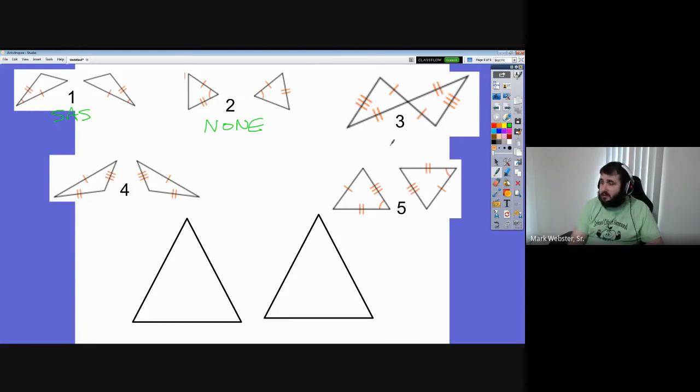Number 3, technically, you could actually do both. You could do side, side, side, or since you've got the vertical angles up in here, you could do side angle side. For this one, side, side, side only. And this one actually only side, side, side. The sides are good. These angles are not in the right place to be able to use side angle side.